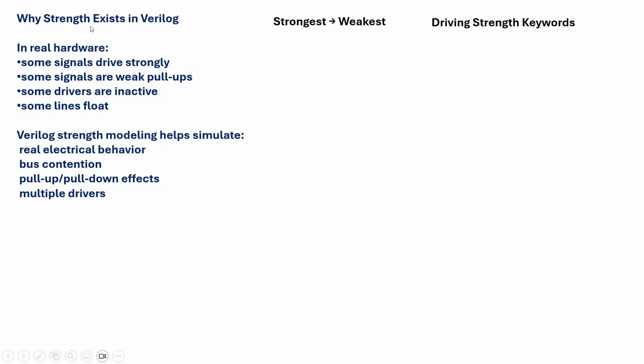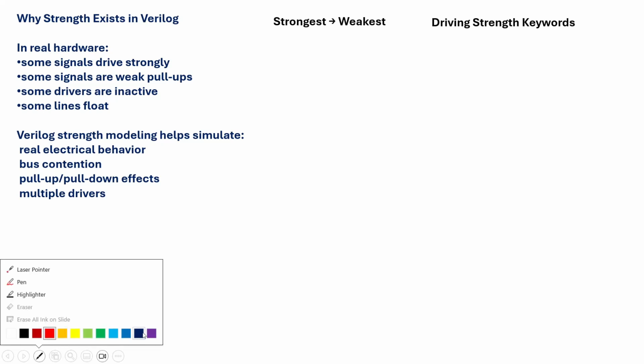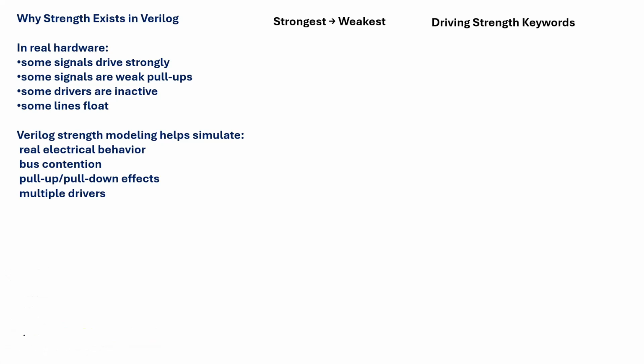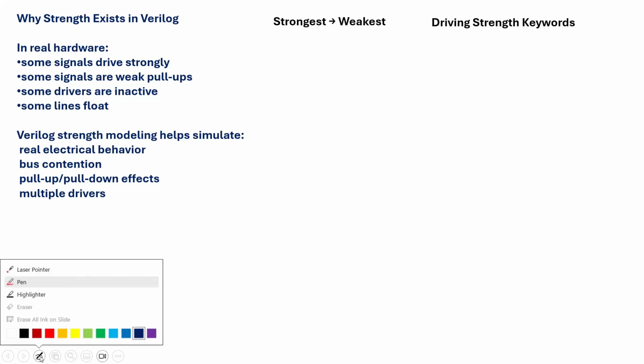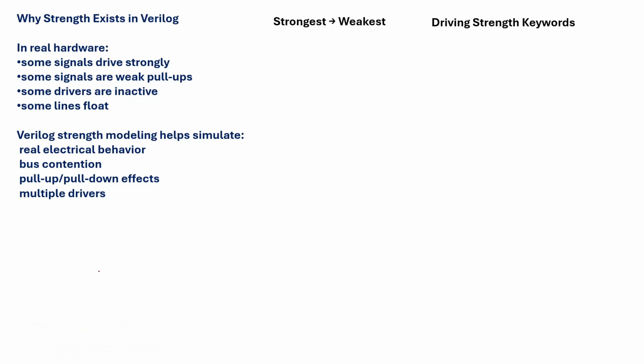So why do strengths exist in Verilog? Why do we need strengths? What is the purpose of strengths in our Verilog? Most of the purpose of strengths is to avoid the race condition, and inactive signals. Some signals are inactive, and that should be avoided by using these strengths. Whichever is strong in strength will be actively driving the signal.